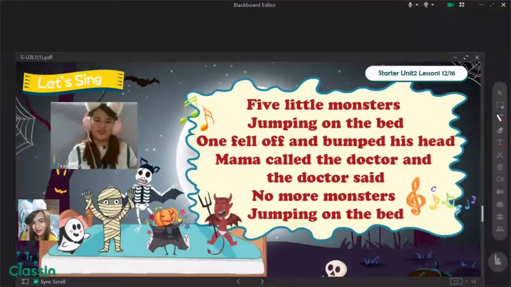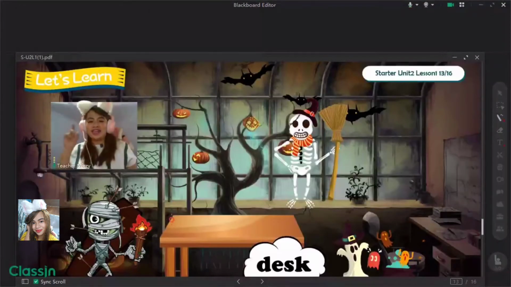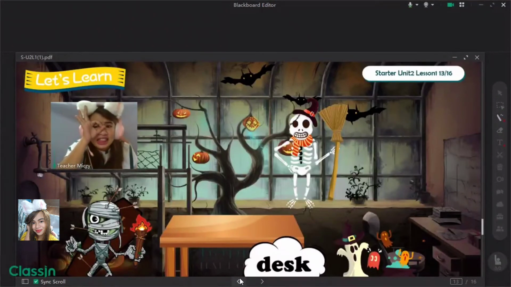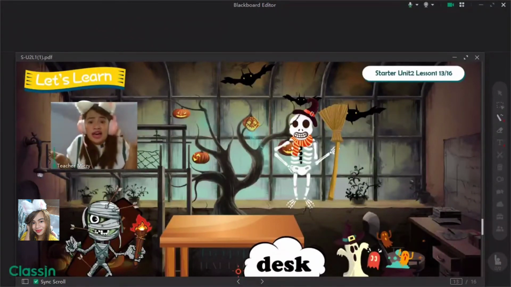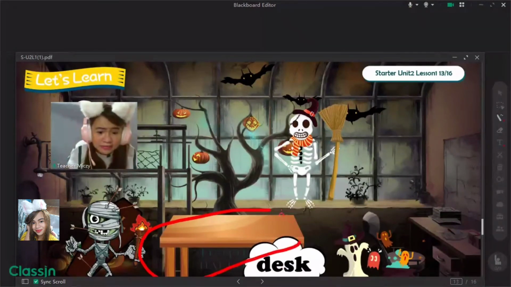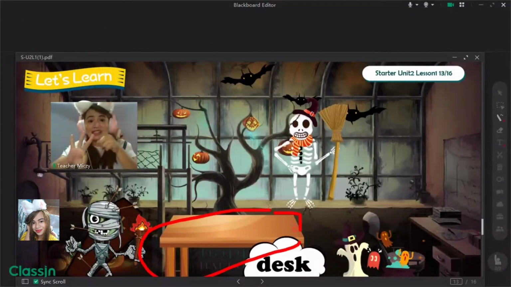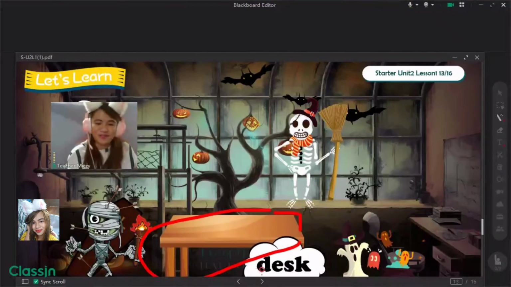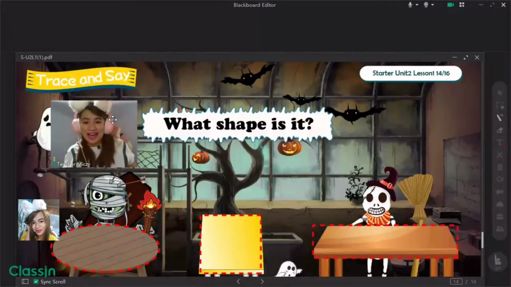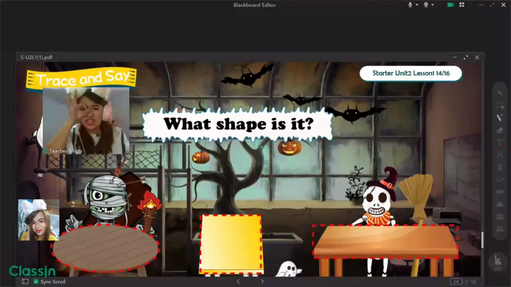Yay! That's wonderful! Now let us look at the room, Aubrey. What is this? Let's say desk. Very good! Let's say it again three times, Aubrey. Desk, desk, desk. Perfect! Wonderful job.